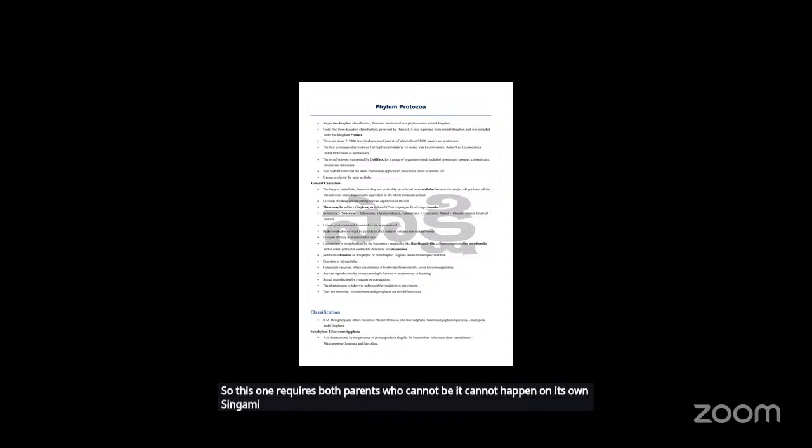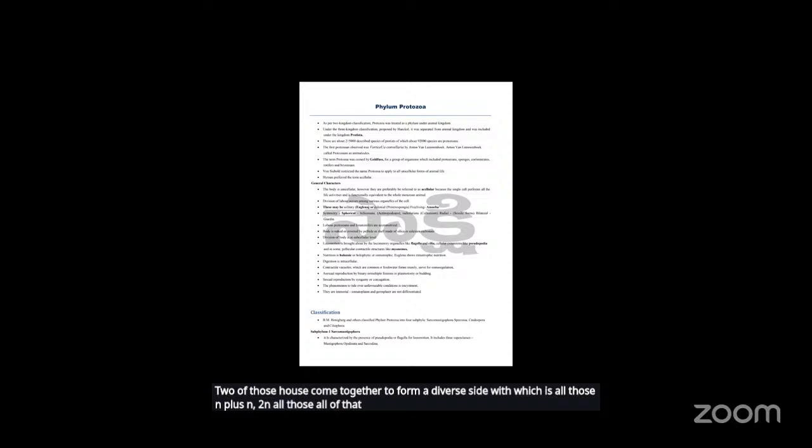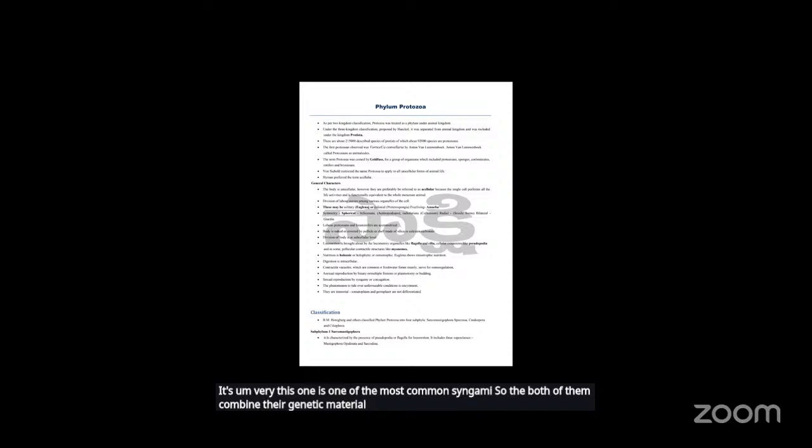Syngamy is where the gametes fuse to form one. Imagine when they are distributed, they form half gametes, like haploid gametes. It goes down to their chromosomes, but it's really like half of a gamete on its own, but they can exist like that. So two of those halves come together to form a diploid zygote, which is n plus n, 2n. That's what we're talking about. Diploid zygote. This one is one of the most common syngamy. So both of them combine their genetic material, and this produces a fertilized egg.